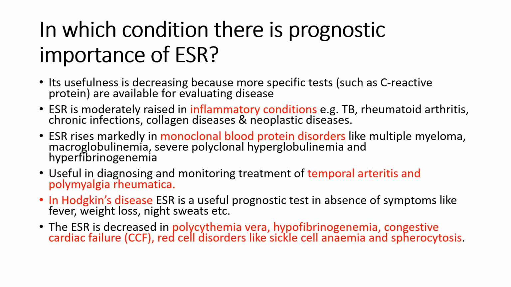It is useful in diagnosing and monitoring treatment of temporal arteritis and polymyalgia rheumatica. In Hodgkin's disease, ESR is a useful prognostic test in absence of symptoms like fever, weight loss, night sweats, etc. The ESR is decreased in polycythemia vera, hypofibrinogenemia, congestive cardiac failure, red cell disorders like sickle cell anemia, and spherocytosis.